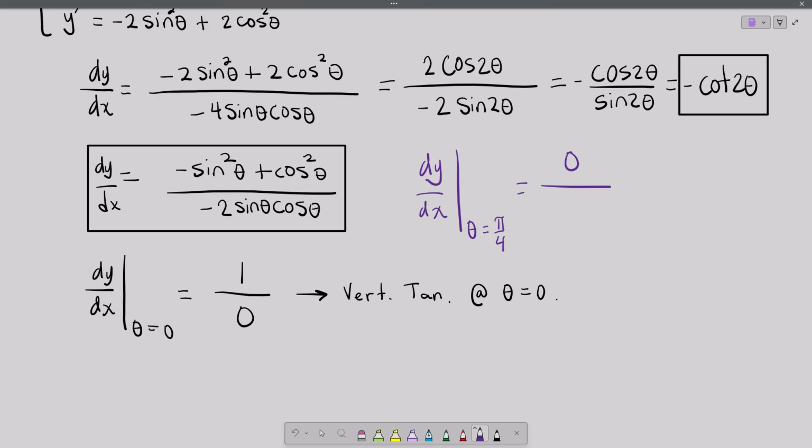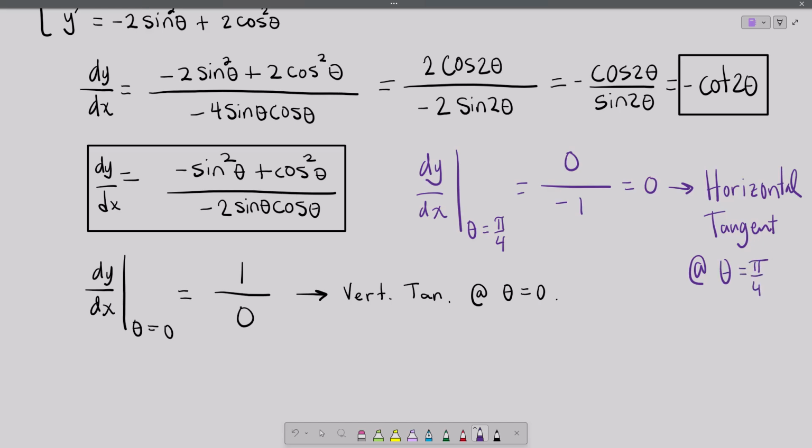And in the denominator, what will we get? We'll have 1 over root 2 times 1 over root 2, which is 1/2 times that. So we get negative 1. So this is 0. And that corresponds to a horizontal tangent at theta equals pi over 4.